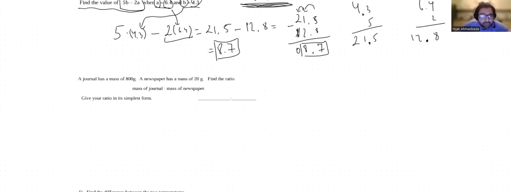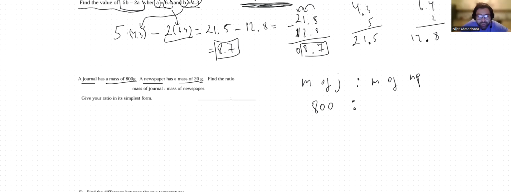The journal has a mass of 800 grams and the newspaper has a mass of 20 grams. Find the ratio mass of journal over mass of newspaper. So mass of journal, it is given, you see, journal, mass of 800. So I'm going to write 800 over, same thing, mass of newspaper. You see, newspaper, mass of 20 grams, 800 over 20. That's it.